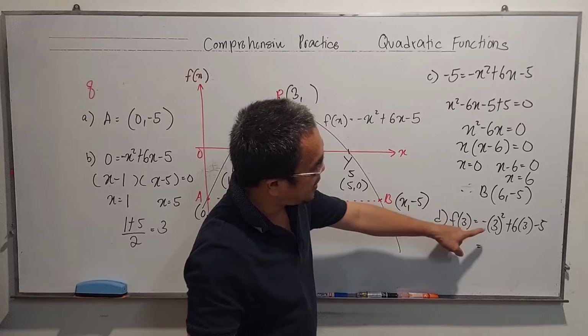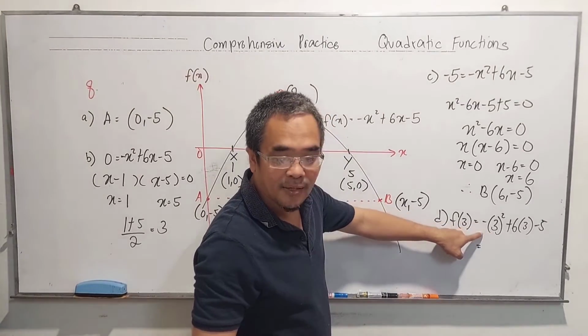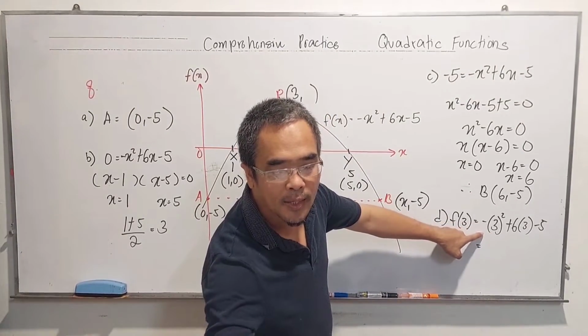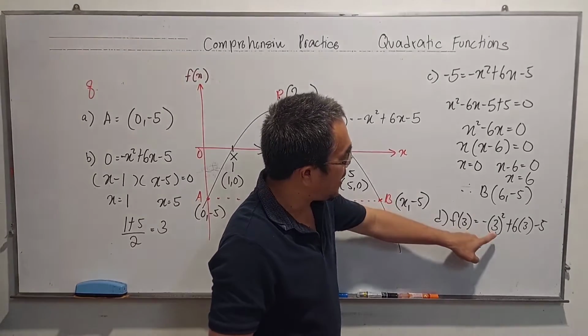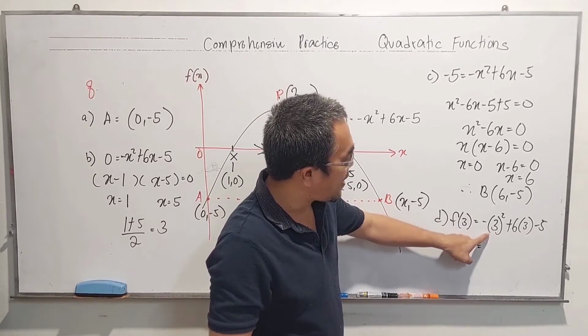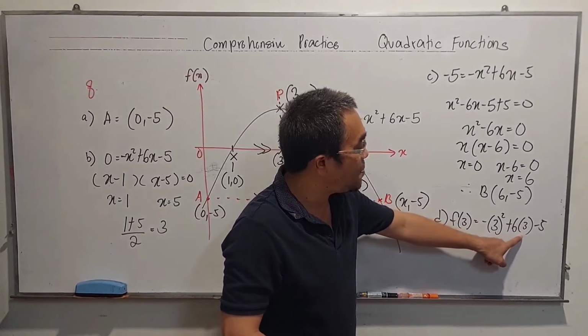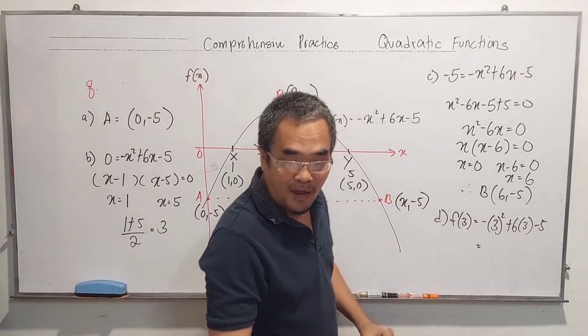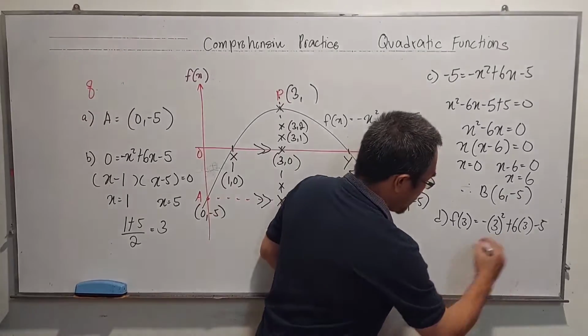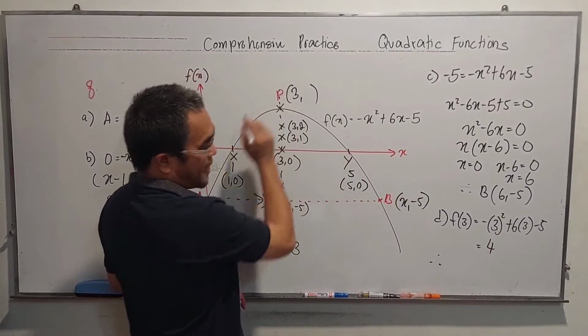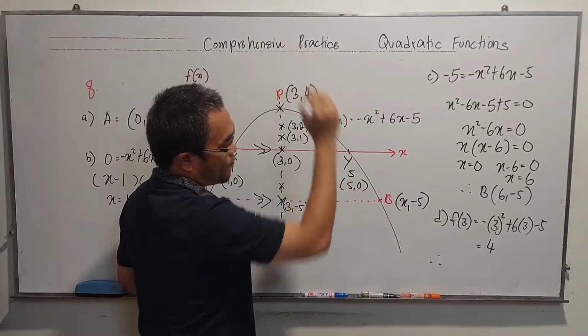So f(3) is equal to negative (3 squared) plus 6 times 3 minus 5. 3 squared will be 9, so negative 9, plus 6 times 3, which is 18. So negative 9 plus 18 will be 9. 9 minus 5 will be 4. So therefore, P is (3, 4).